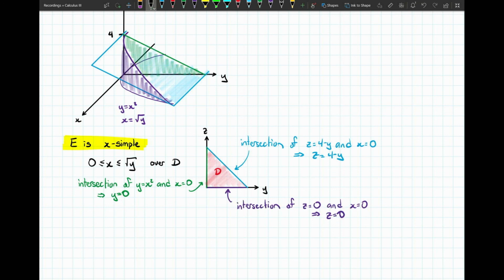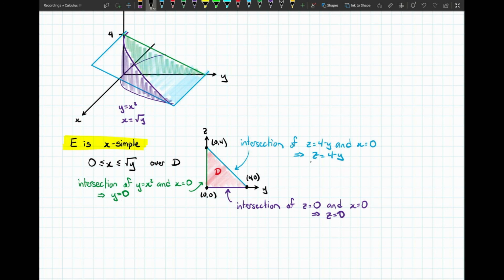To complete all the boundaries, let's take a look at the 3 points that form the vertices of this triangle. We have the origin. When z equals 0 and z equals 4 minus y intersect, we must have y equals 4. And when y equals 0 intersects z equals 4 minus y, we must have z equals 4.